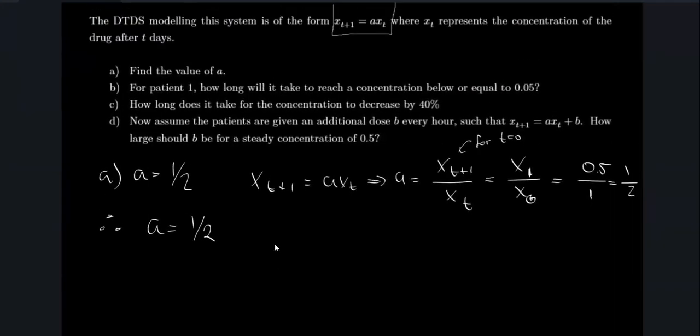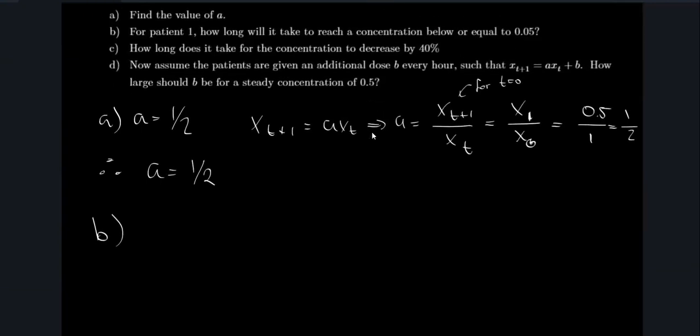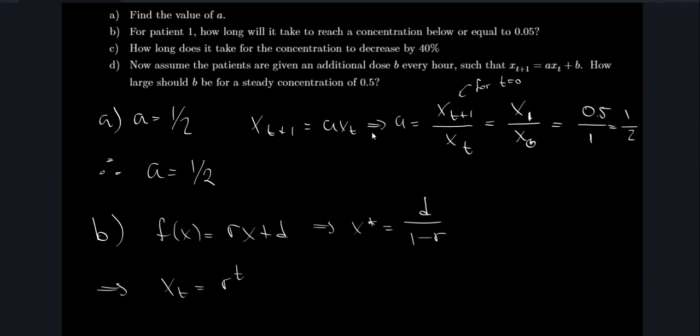All right. For patient 1, how long will it take to reach a concentration below or equal to 0.05? That's pretty easy to do. We can just use the general solutions. Remember that when f of x, the updating function, is of the form rx plus d, that implies your equilibrium is d over 1 minus r. The general solution is going to be of the form x of t is equal to r to the t times x naught minus x star, plus x star.